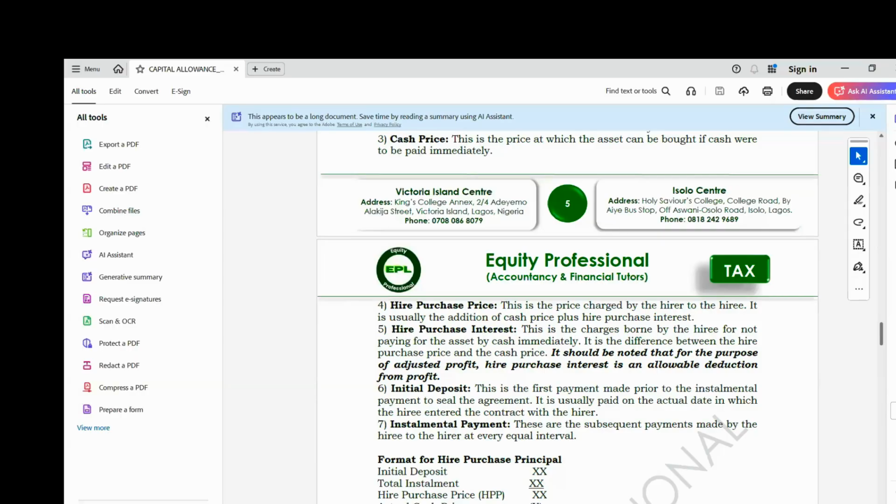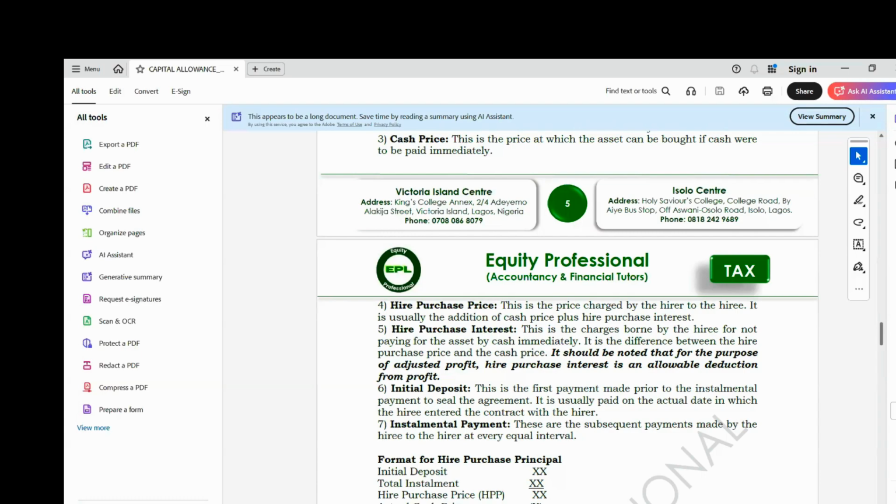That interest, inclusive of the cash price, is what is called the hire purchase price. So the hire purchase price is the price you are paying for buying the asset, which is made up of both the cash price and the hire purchase interest.